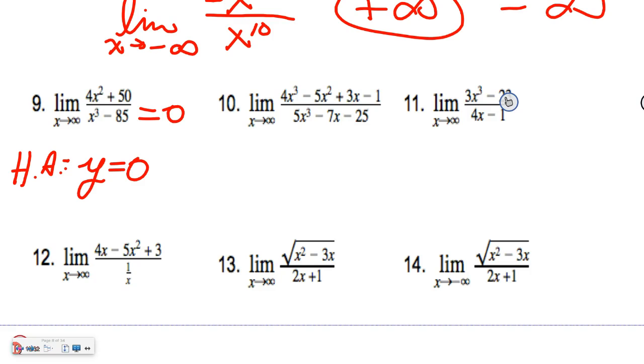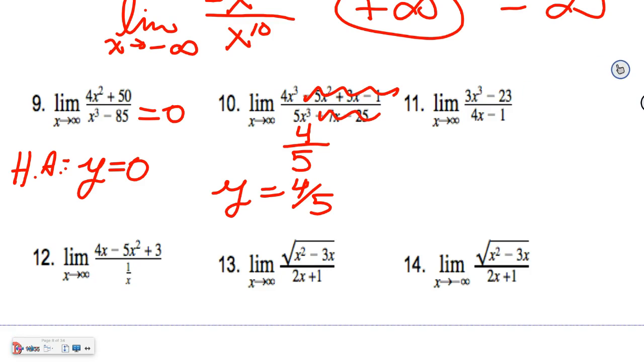Let's go to the next one. It's all about who's biggest. We always just say, you know what, you guys aren't doing enough to affect this problem. It's the big guys. And they're tied. So what's my answer? 4/5. That's the limit. What's my horizontal asymptote? y equals 4/5. Done. All right, let's go to the next one.